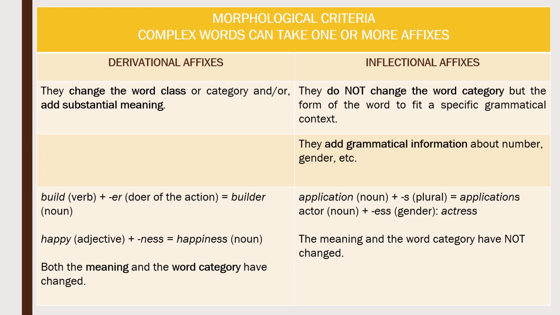So as you can see, while with derivational suffixes such as the suffix er, both the meaning and the word category change, in the case of inflectional affixes, that is not so because the meaning of the word stays stable and the word category does not change either, but what changes is this subtle type of information that is added. So from having only one application, with the addition of the suffix s, we know that we have more than one.